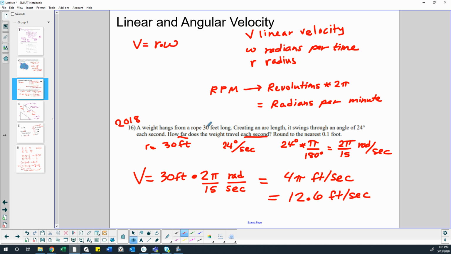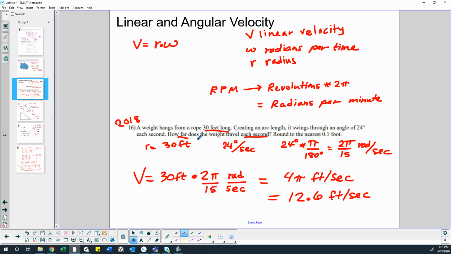So the radius is 30 feet long, and that's because the rope is 30 feet long. So if you have a weight and it's creating an arc, then that's the radius of the circle, the length of the rope. It's creating an arc length swinging at an angle of 24 degrees each second. So every second it's moving an angle of 24 degrees. How far does the weight travel each second?